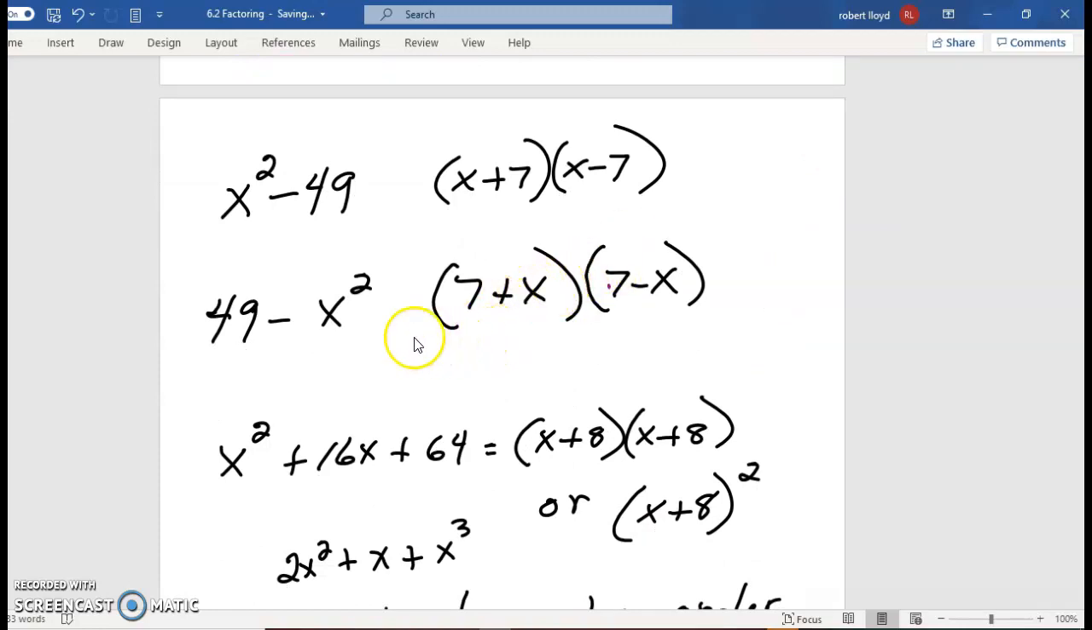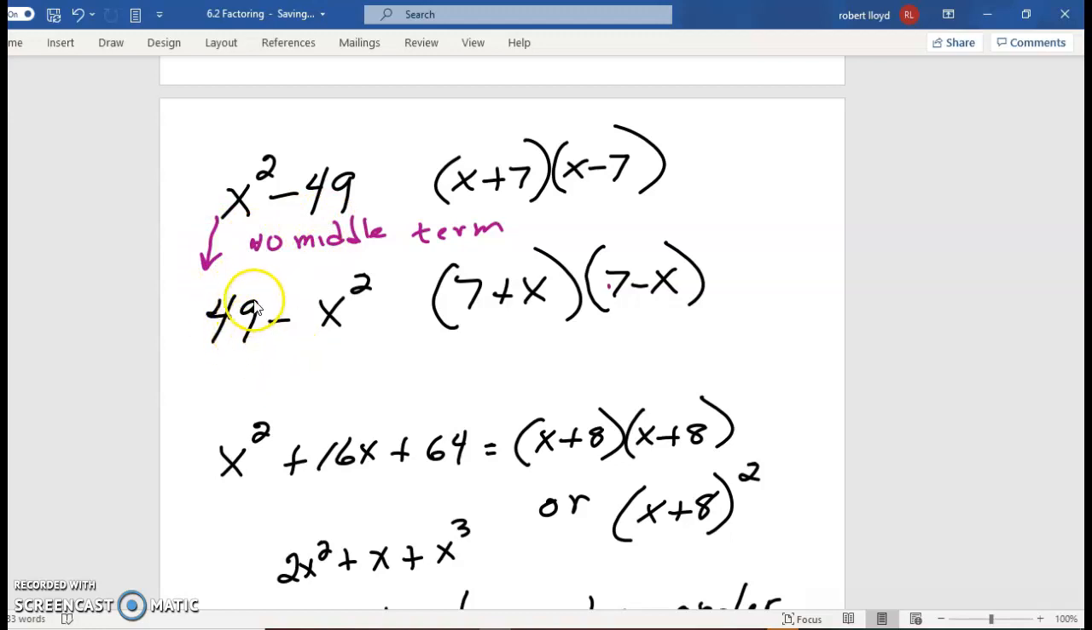The next part is x squared minus 49. No middle term. This is the difference of squares. So you're going to have x times x to get your x squared, and then the square root of 49 is 7. So you're going to have a positive 7 and a negative 7. So if you were to FOIL this back, there would be no middle term. You may see it like this, or with the number first.